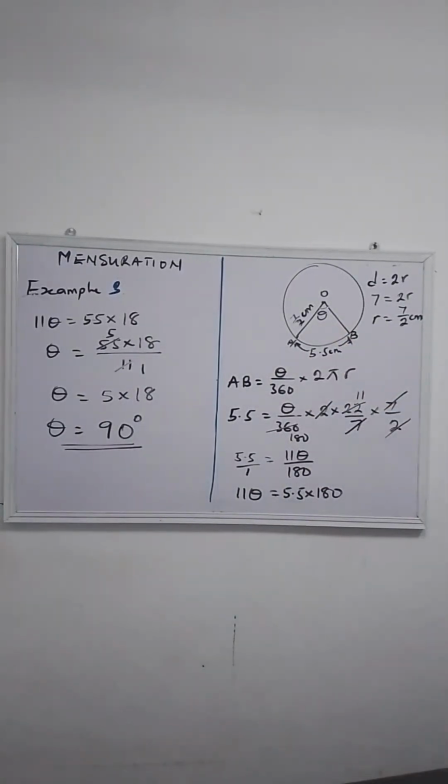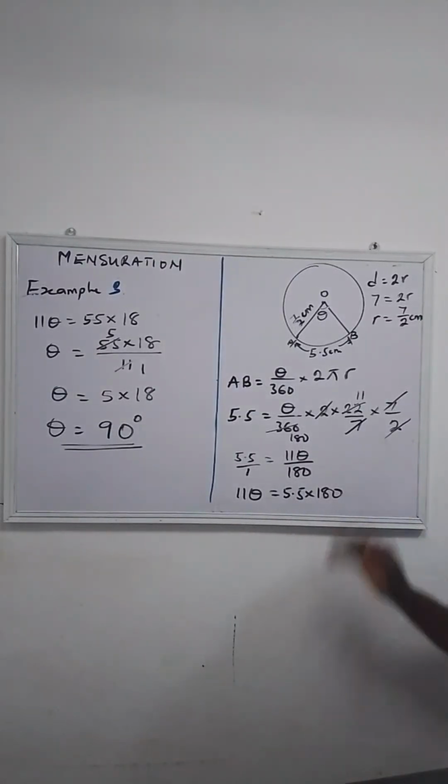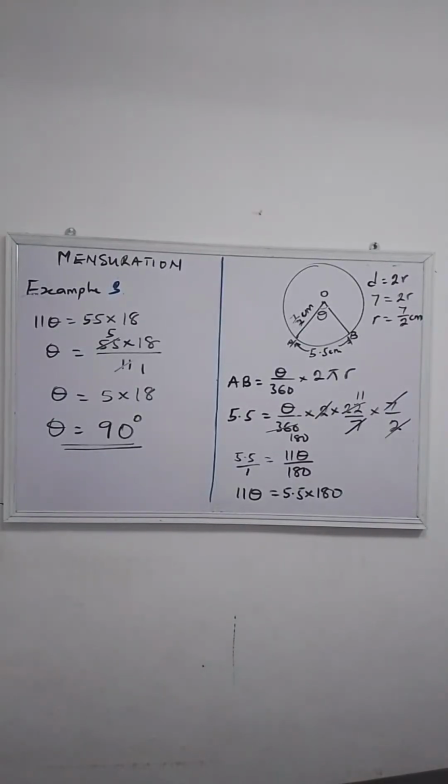Okay, so that is the angle subtended at the center of the circle. Yes, we are moving to the next thing. So any question based on what we have just done, any reservation, any observation?